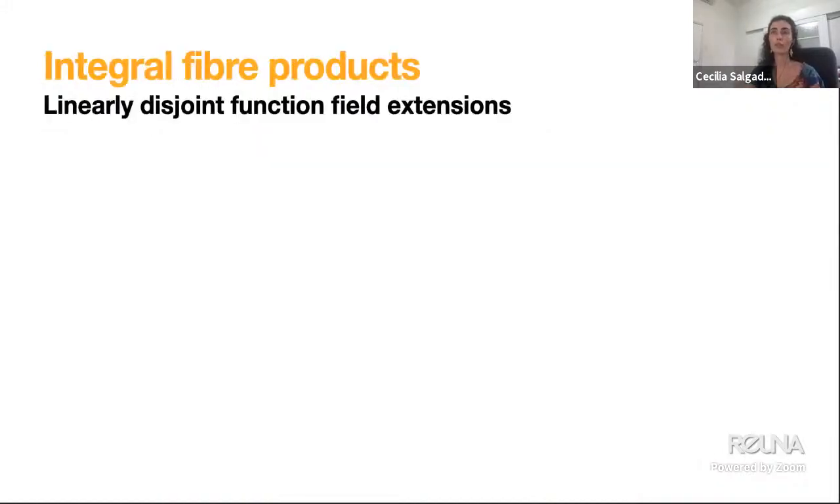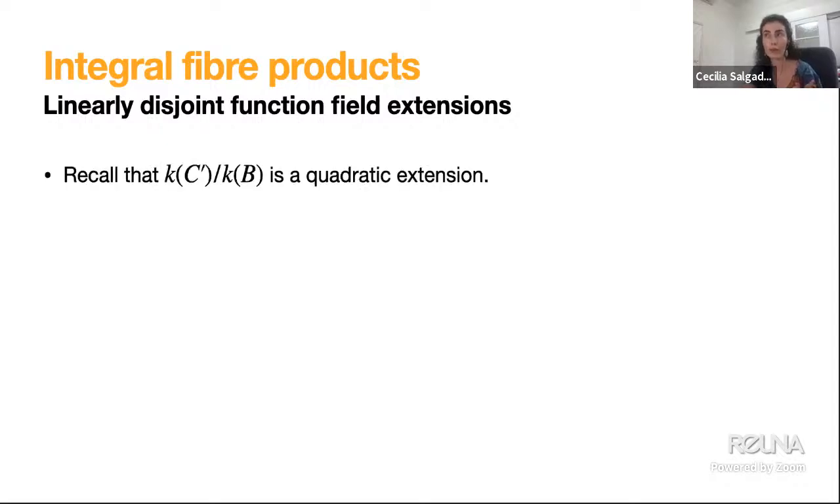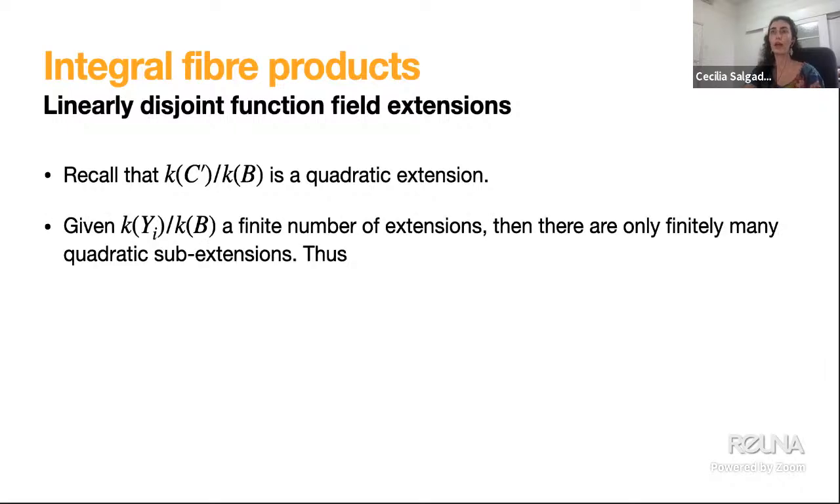So to get that the function fields are linearly disjoint, I recall that I have a bisection given by all my curves in the linear system C. So the function field K(C prime) over K(B) is a quadratic field extension. And now I have my K(Y_i) over K(B), which is some finite field extension over K(B).